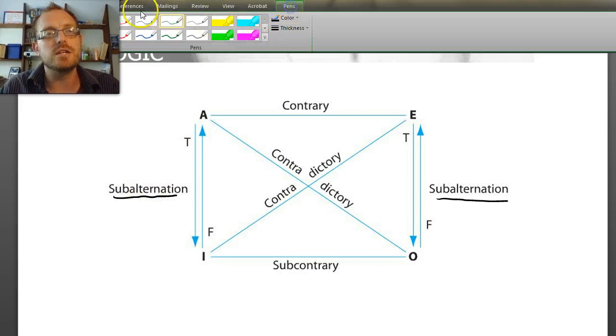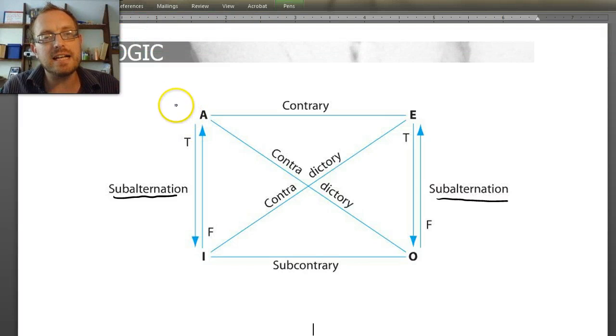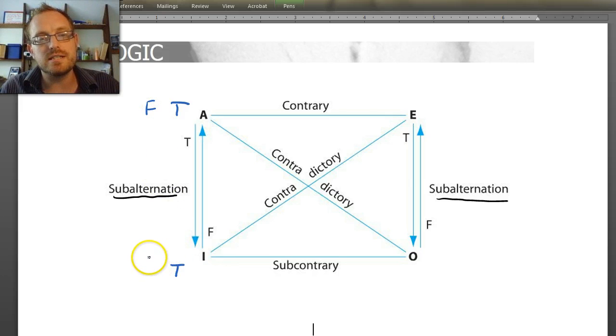So let me maybe change the color of this pen. If the A claim is true, that means that the I claim must be true. But what happens if the A claim is false? The answer is, I don't know what the I claim would be. So in subalternation, if the top is true, then the bottom will also be true. And simultaneously, if truth flows downward, falsity flows upward.